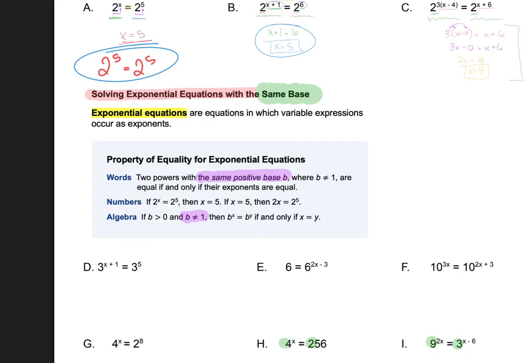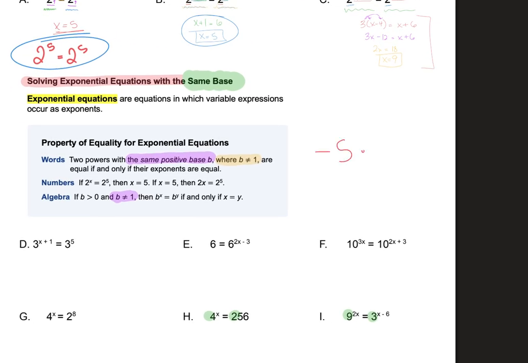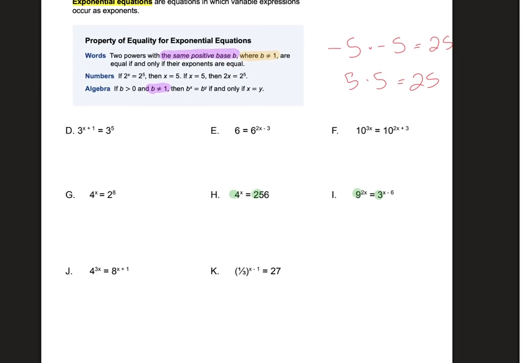So positive base, and again, b doesn't equal 1, right? What if it doesn't have a positive base? Well, that's where it gets a little interesting, because like we've kind of said, what's negative 5 times negative 5? Well, that's 25. But what's 5 times 5? Well, that's 25. So you run into that kind of tricky scenario, but no need to worry.